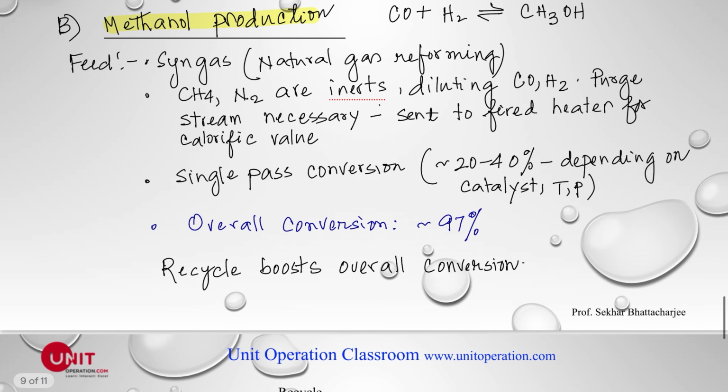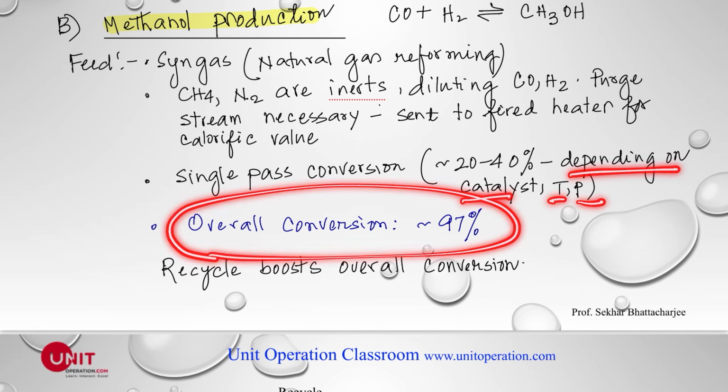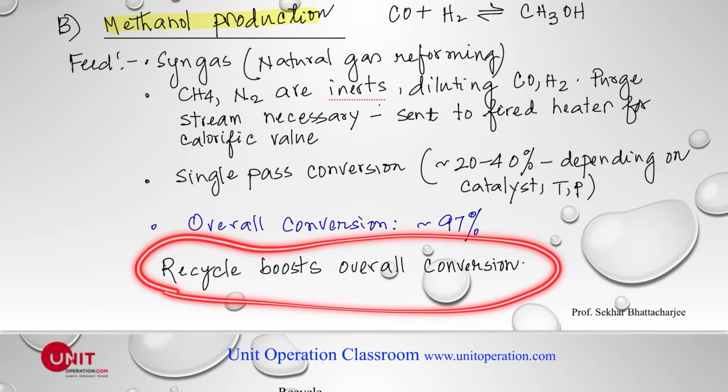Now we'll see another example in the methanol production, which is this reaction here. We use syngas, which comes from natural gas reforming. So methane, nitrogen are inerts of the system. So what happens if we do not use the purging? That dilutes the carbon monoxide and hydrogen. So that's why purging is necessary. And this purge stream, of course, is sent to a fired heater for its calorific value right here. Okay, so single pass conversion is around 20 to 40%. Of course, it depends on the catalyst, temperature, and pressure. Overall conversion is 97%. So again, recycle boosts overall conversion.